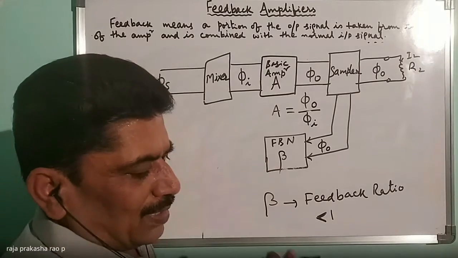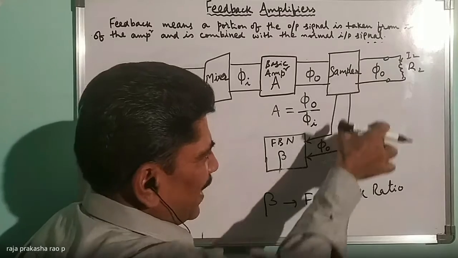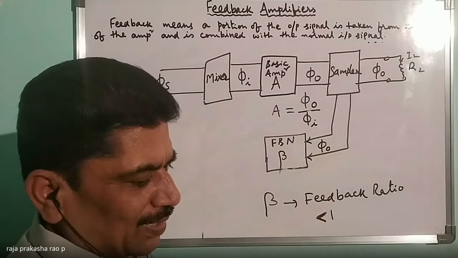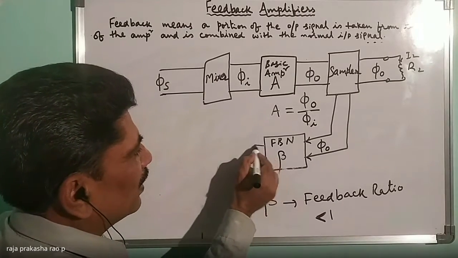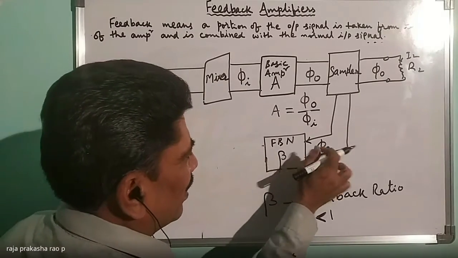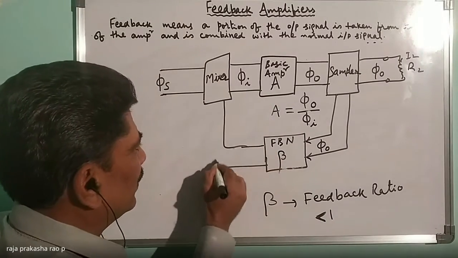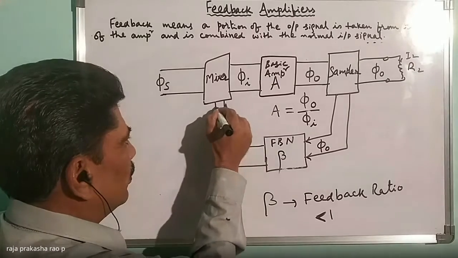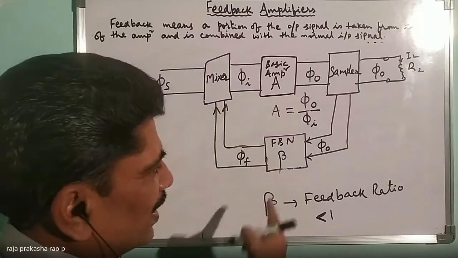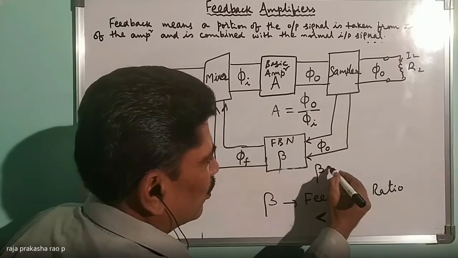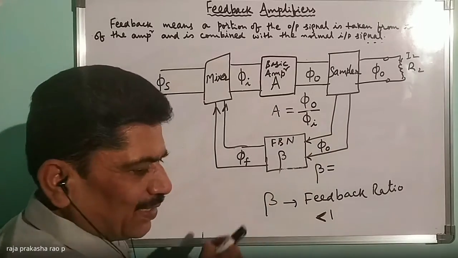First, today you try to understand: the sampler will just give this output as input to this feedback network. Okay, what will this feedback network do? It multiplies with beta and that is fed to this mixer. We call it xf, the feedback signal. So what is the beta here now? Here A is equal to output by input, xo by xi. I think you follow this.